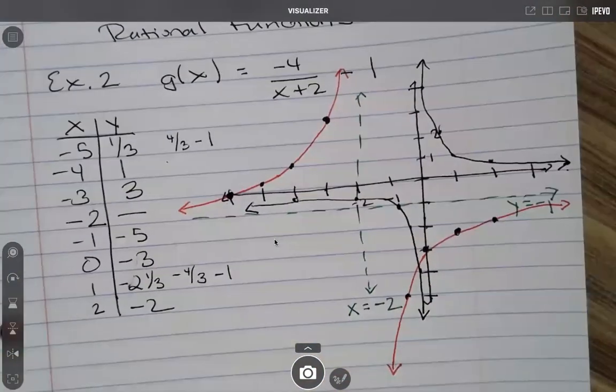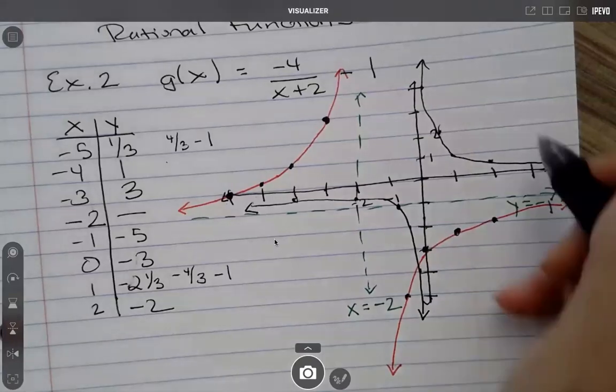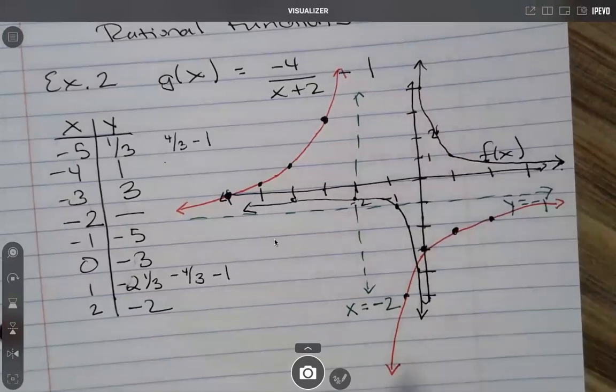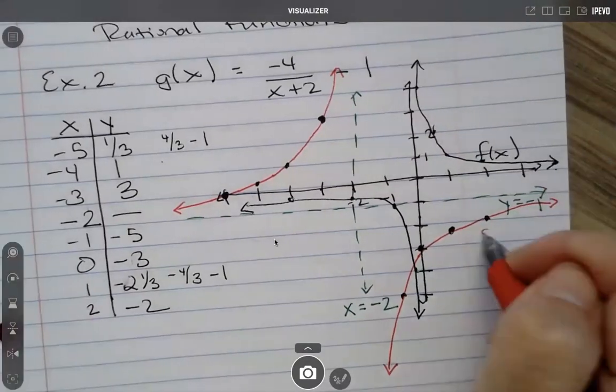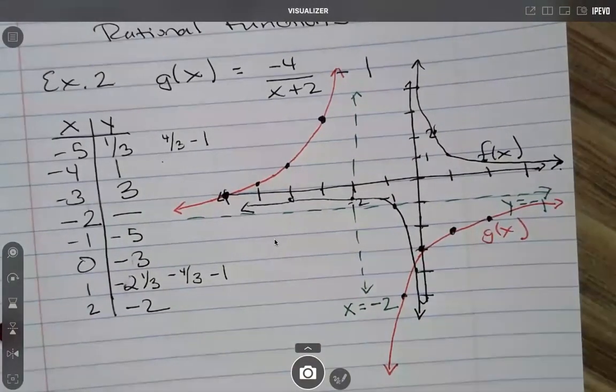Okay, what are we missing? We're missing stuff. This is not A. Label them. Very good. So this is f of x. This one is g of x. What else are we missing?